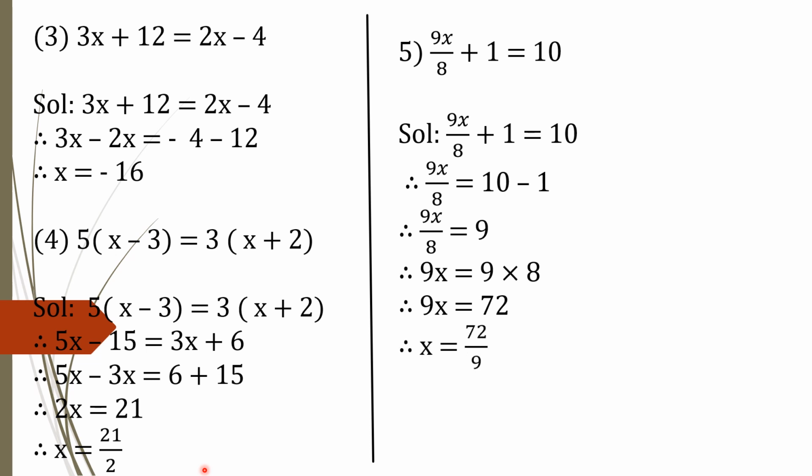Therefore x equal to 72 upon 9. This 9 will come to right hand side, it will divide, so 72 upon 9. So student, it can be further simplified. So we'll simplify. 9 ones are 9 and 9 eights are 72. So we'll write down 8. So you got the value for x equal to 8. Therefore x equal to 8. Okay. Now moving to the next sum, sixth one.